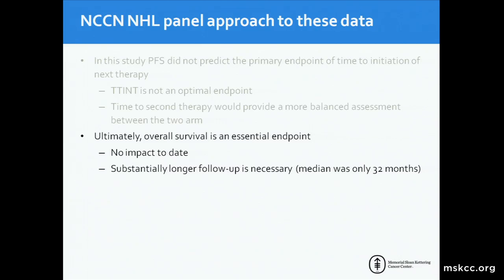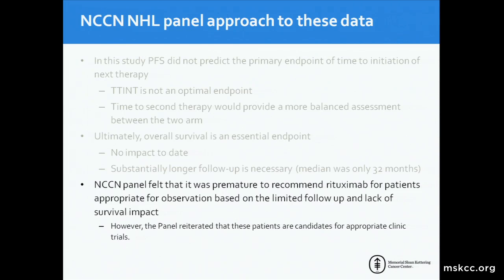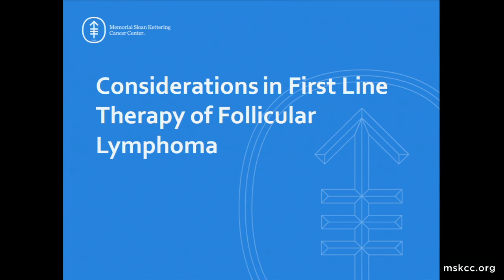Does that mean we shouldn't be studying observable patients? No, we should be. We want to fundamentally change the natural history of the disease, but in clinical care, the panel does not recommend that rituximab should be used for all patients, and so we felt it was premature to recommend rituximab because of the lack of a survival benefit, but we reiterated that clinical trials are really important in this group.